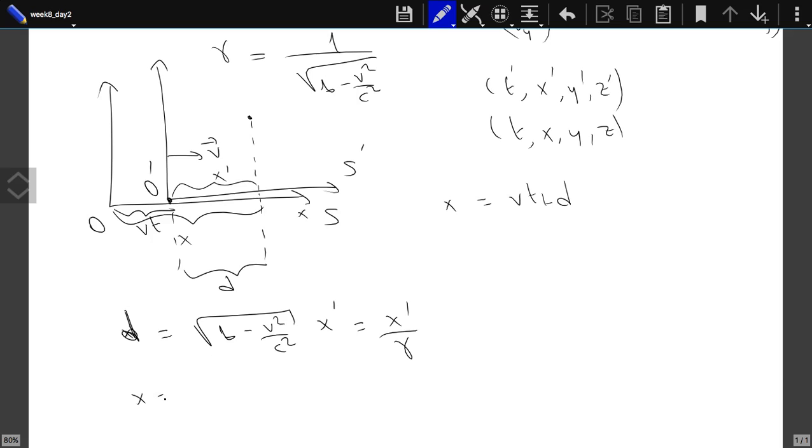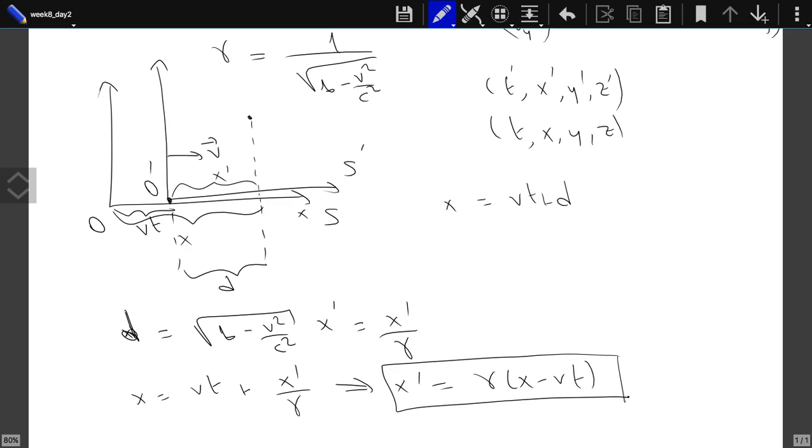So we see that x is equal to vt plus d is x prime over gamma, or x prime is equal to gamma times (x minus vt). So this is one relation between the parameters in one reference frame. x and t are my parameters in one reference frame. x prime is the coordinate in the other reference frame.